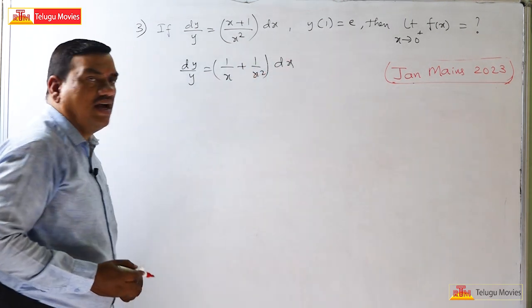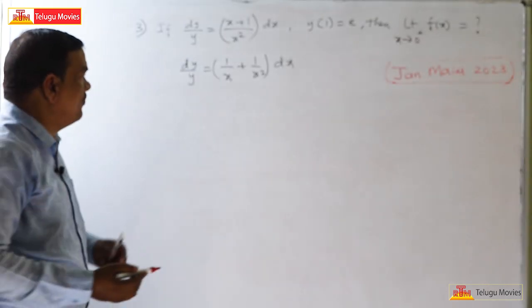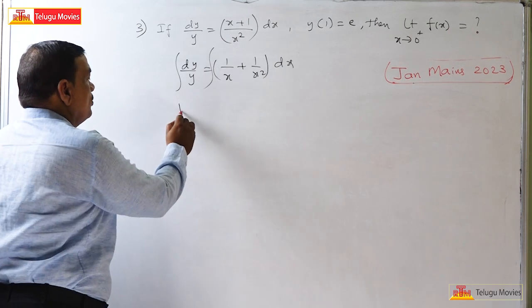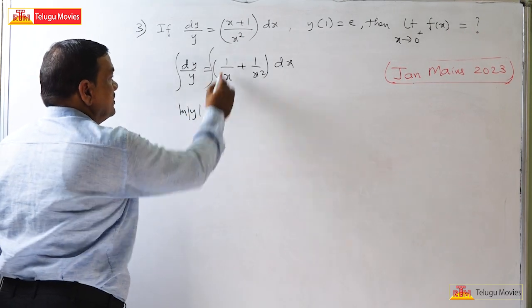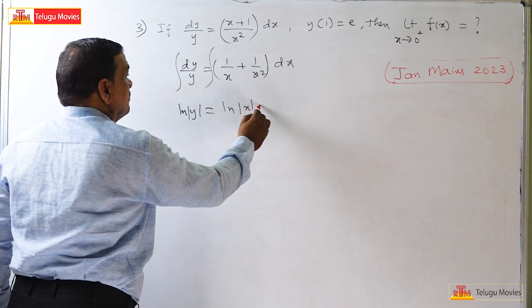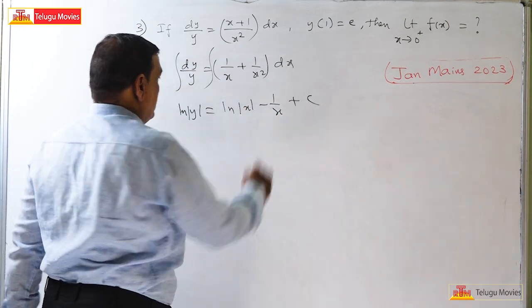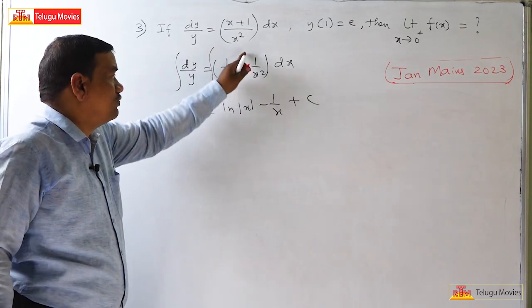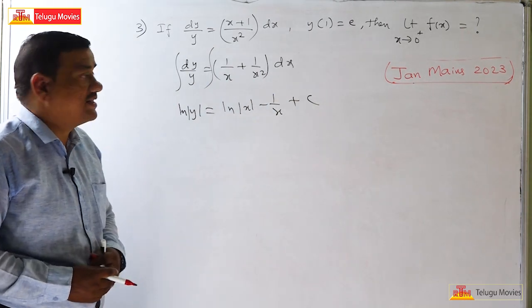It is clearly a variable separable form. Take integral on both sides. So this is equal to ln y, of course modulus. This is equal to ln x. This is a minus 1 by x plus c. 1 by x integral is ln of modulus of x, minus 1 by x square integral is minus 1 by x, plus c.